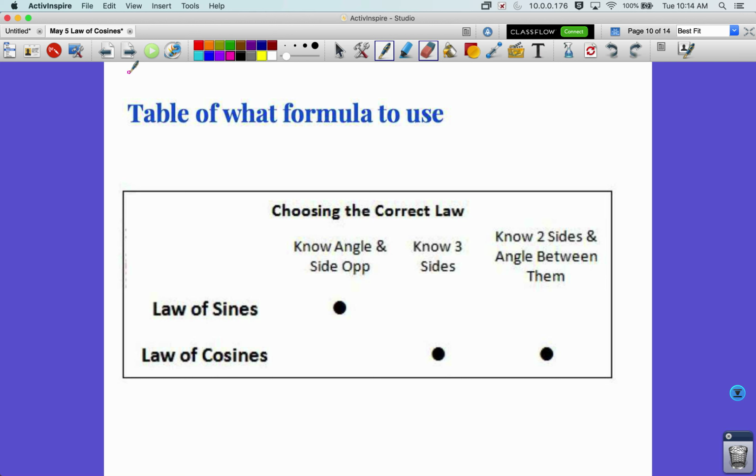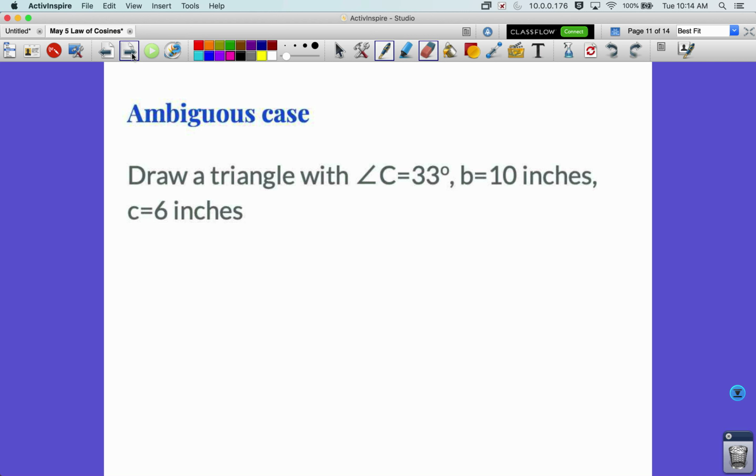Here's a useful table that tells you when to use law of sines versus law of cosines. Maybe pause it, write it down if you think that'd be useful. Okay, last thing, the ambiguous case. So this is a triangle with 3 pieces of information, but just because it has these 3 pieces of information doesn't mean we can solve for everything else. This is the one scenario where we get 2 different possible answers.